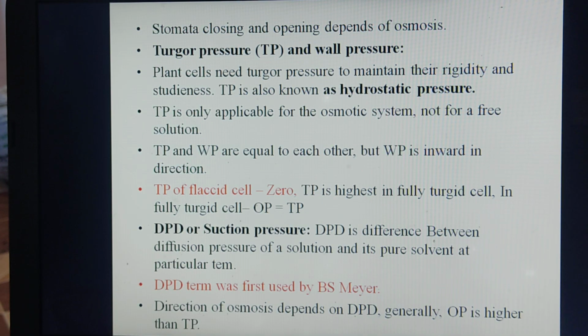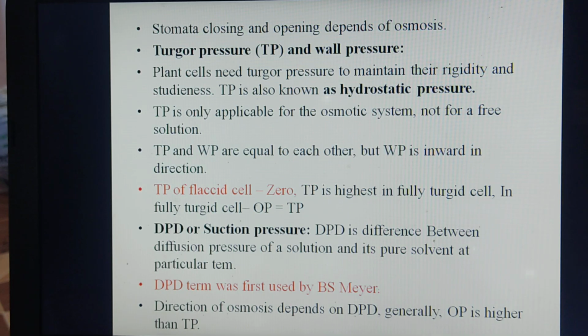Next, stomata closing and opening depends on osmosis, turgor pressure and wall pressure. Plant cells need turgor pressure to maintain their rigidity and steadiness. Turgor pressure is also known as hydrostatic pressure. Turgor pressure is only applicable for the osmotic system, not for a free solution. Turgor pressure and wall pressure are equal to each other, but wall pressure is inward in direction.